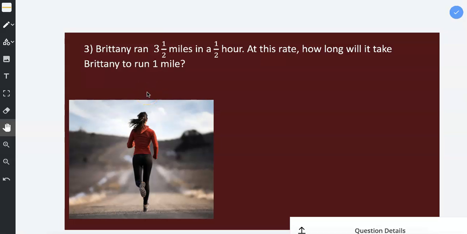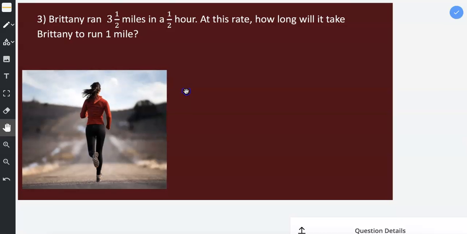Problem number 3. Brittany ran 3.5 miles in a half an hour. At this rate, how long will it take Brittany to run 1 mile? All right, let me move this over so we have some more room. And then I'll go over the scribble tool.